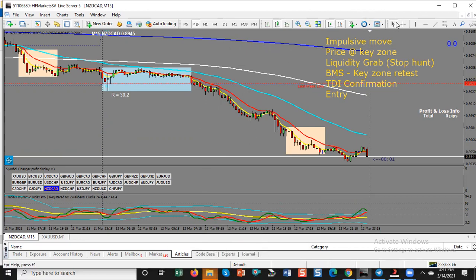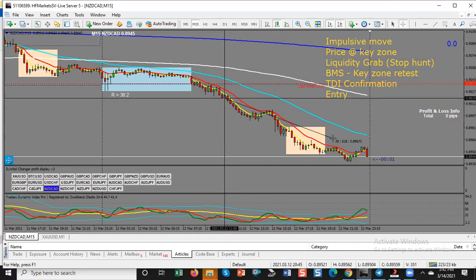So the confirmation came late in this place anyway. At this place where the price hits the zone, you wait for TDR crossing, which is here, you take your entry. For the whole day, price moved. How many pips? 78 pips for the whole day.